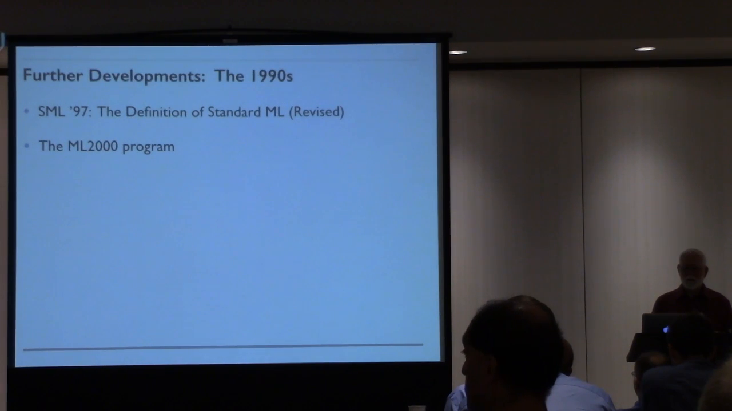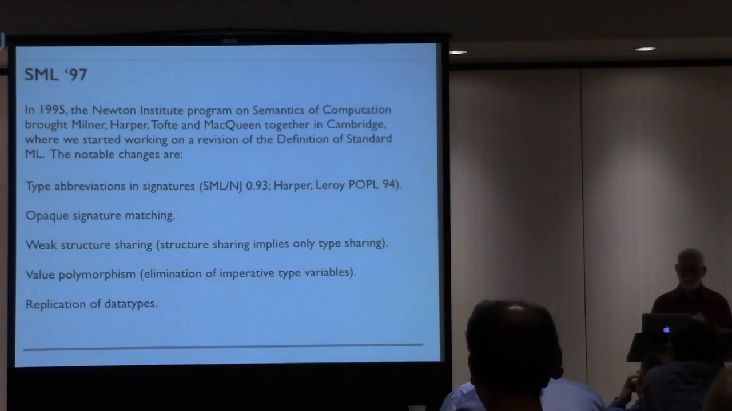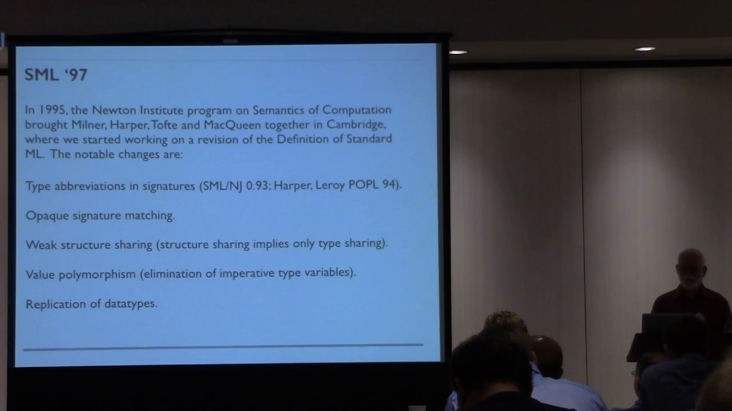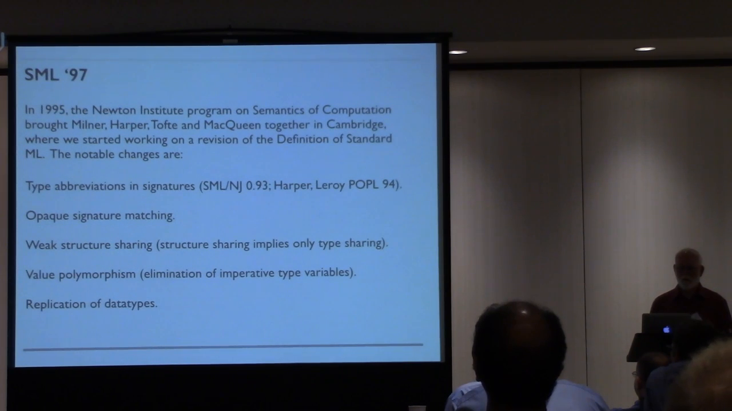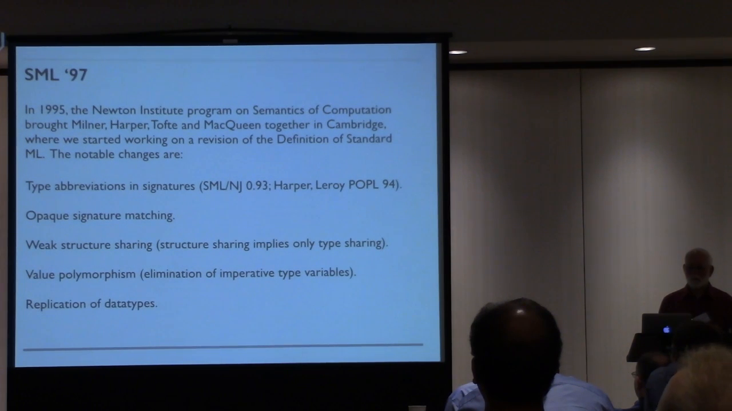Okay, very briefly, in the 1990s, there was further activity. The main activity was Standard ML 97, which was a revised definition, and then ML 2000. So in 97, at the Newton Institute, there was a program on semantics of computation for 6 months, and Milner, Harper, Tofte, and myself were there in Cambridge, so we decided to start working on a revised definition. So these are the main things.